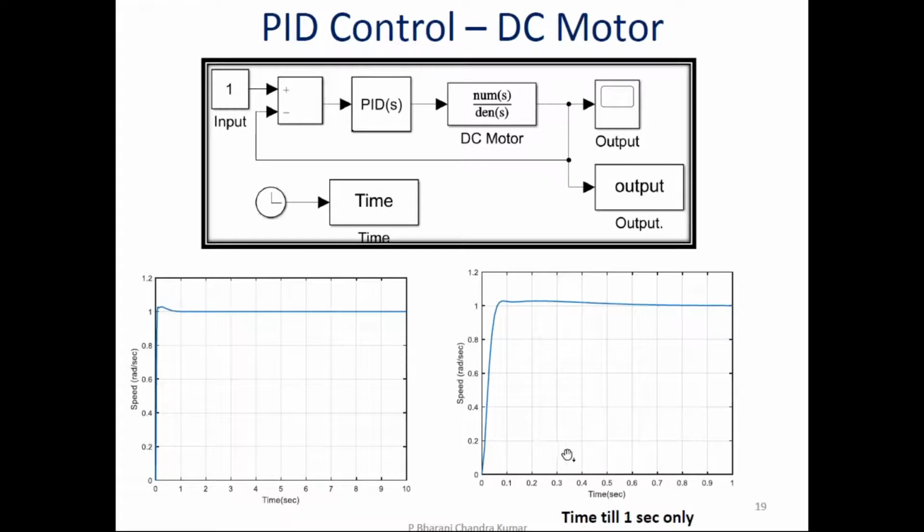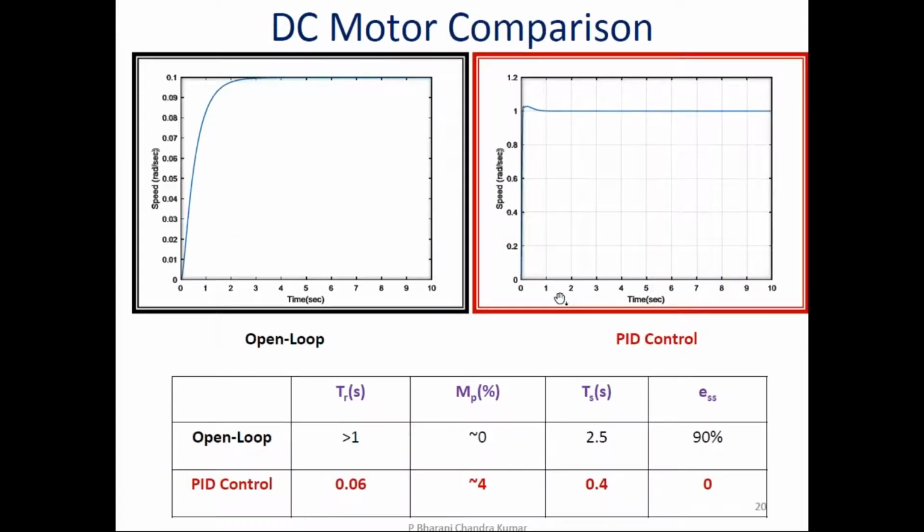And this is the zoomed version. When I zoomed this in the x-axis, where the time is 0 to 10, I have taken only 0 to 1. And you can see that further you can zoom the y-axis as well to see that good thing. And this is the comparison when I'm comparing the open loop and the PID controller.